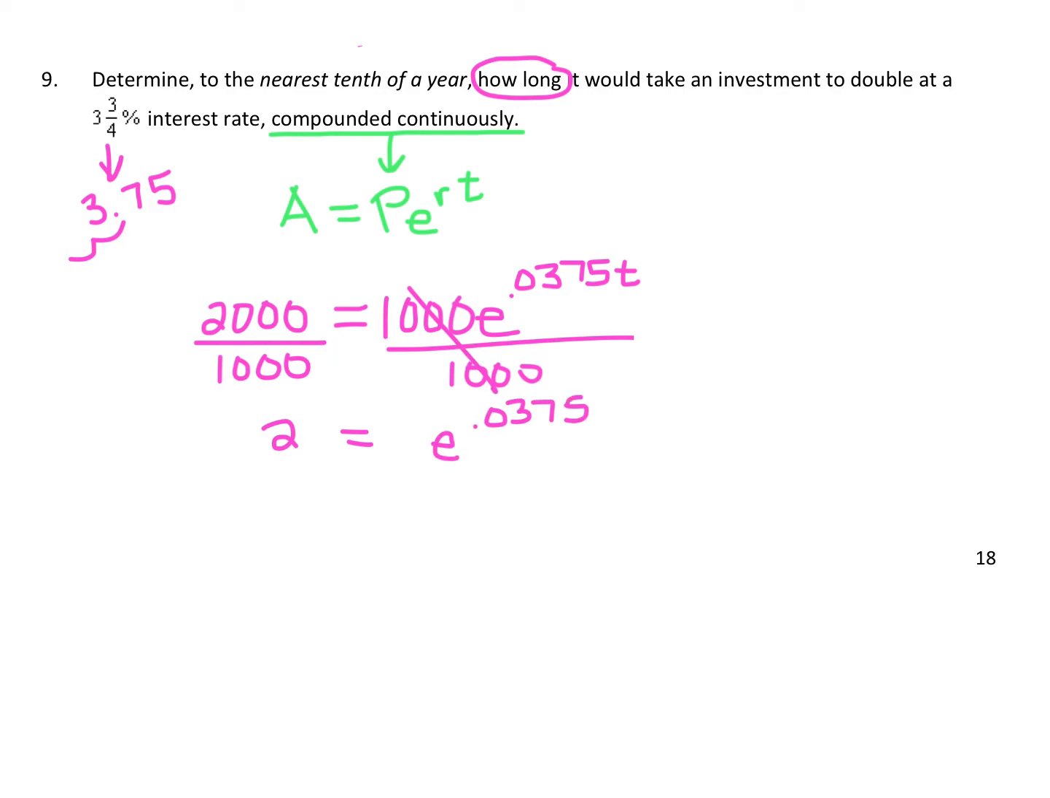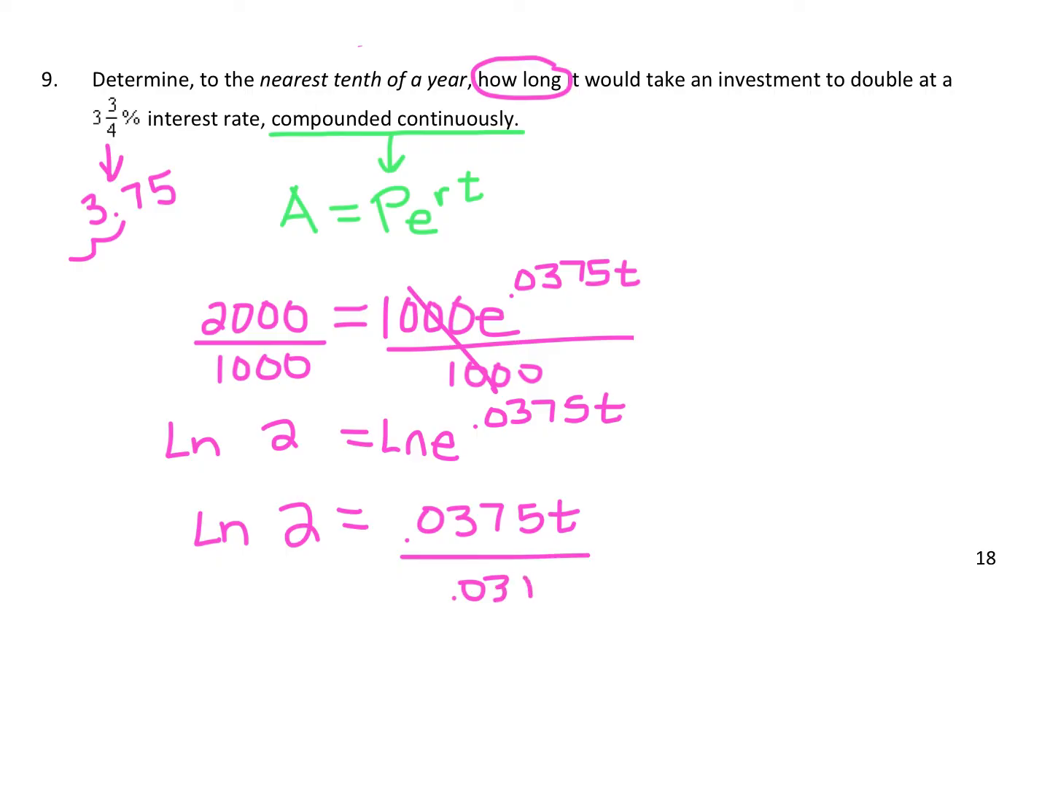All right, now, because we have E by itself, now we could throw an ln in front of both sides of the equation. All right, so that leaves us with ln of 2 equals whatever your exponent is over here. So basically, the ln cancels off with the E, and that exponent drops down and is no longer an exponent. Okay, and then to get T by itself, we're just going to divide both sides by the number in front of the T. So 0.0375. And it leaves us with T equals.